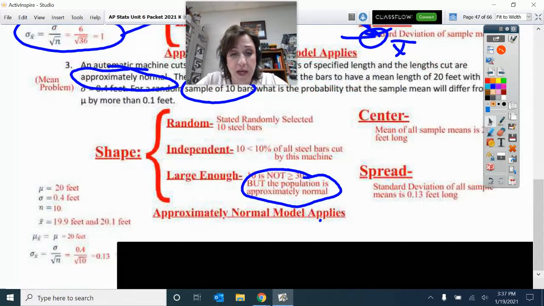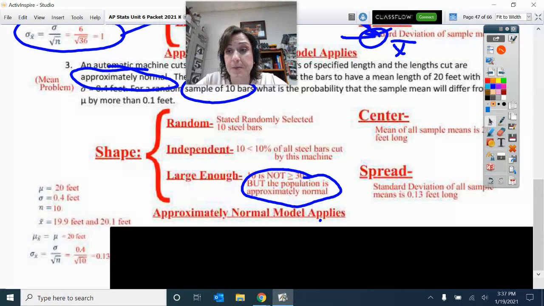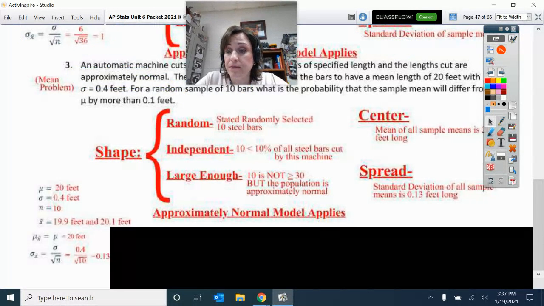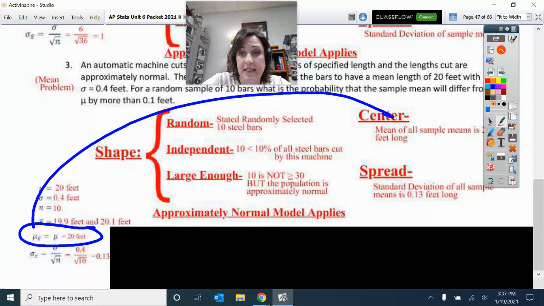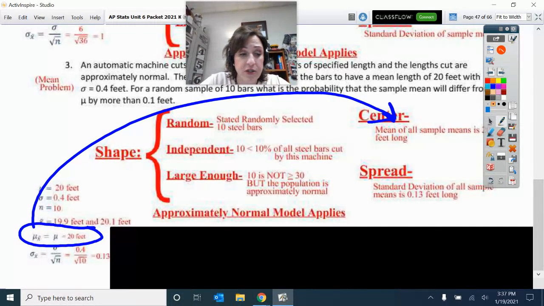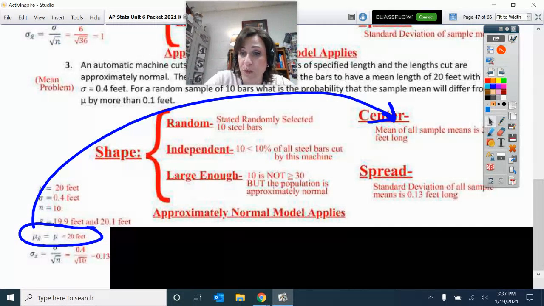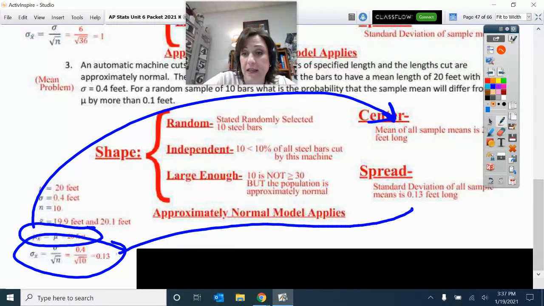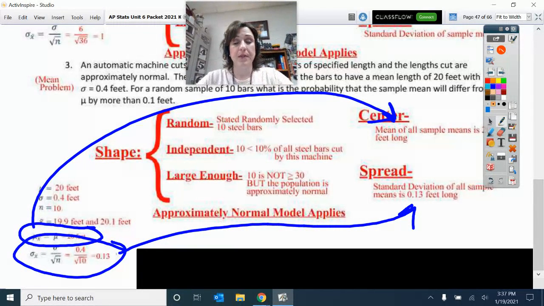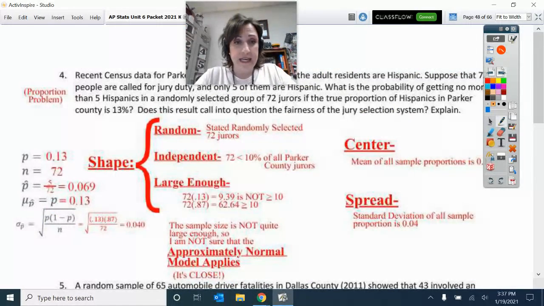Then we can say, okay, approximately normal model applies. All right, the center is this here. So you can just write this, the mean of the x bars. And then for the spread, the standard deviation of the x bars, and show the work to how you get that.